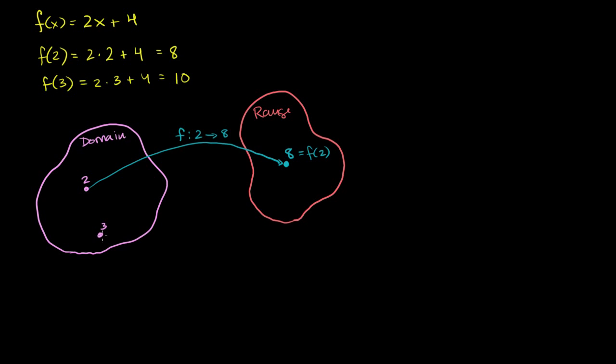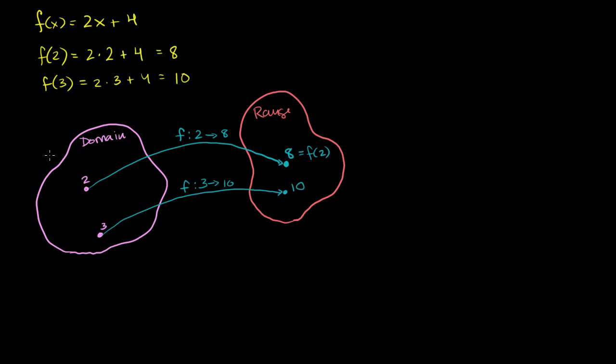Same idea. You start with 3. 3 is being mapped by the function to 10. It's creating an association. The function is mapping us from 3 to 10. Now, this raises an interesting question. Is there a way to get back from 8 to the 2? Or is there a way to go back from the 10 to the 3?